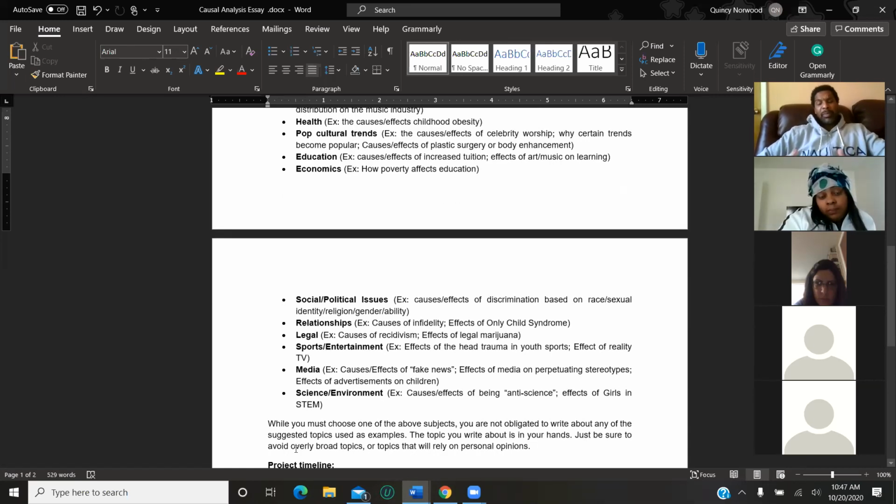Again, all of these are examples. You don't have to use any of these. These are just breaking this stuff down. You can use these examples if you want, but you don't have to. All right. Social and political issues, maybe that's your thing. Causes or effects of discrimination based on race, sexual identity, religion, gender, or ability.